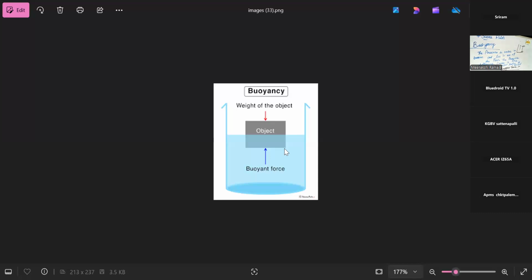So, buoyant force. First, we immerse the material in the water. This is a wooden material. Immediately the wooden material comes upward. Why did it come out? Because of the buoyant force. The buoyant force acts on this area. So this buoyancy concept is done at this place.